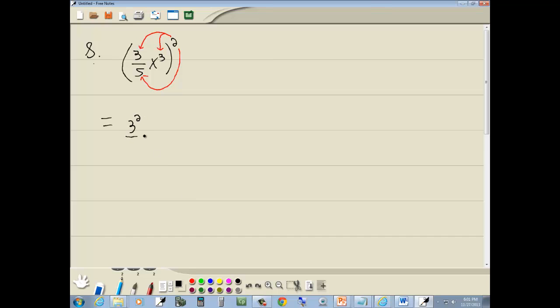So I got 3 squared over 5 squared. And then x to the 3rd squared. Well, 3 squared is 9, 5 squared is 25, and when you raise an exponent to another exponent, you multiply the exponents. 3 times 2 gives you 6. So our answer is 9/25 x to the 6.